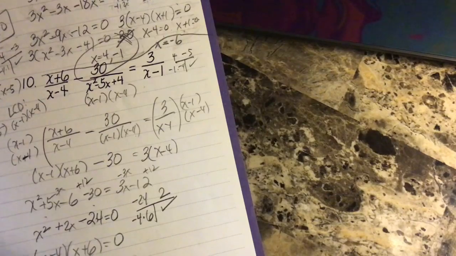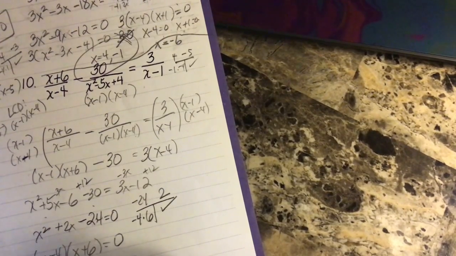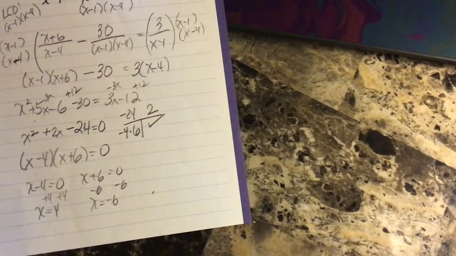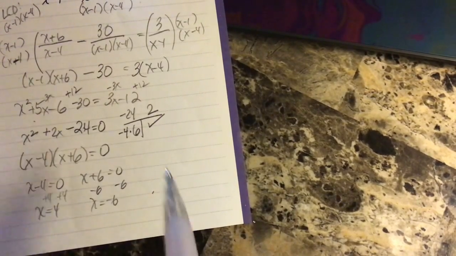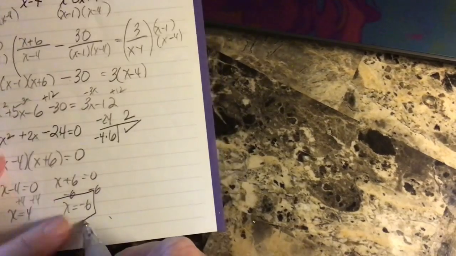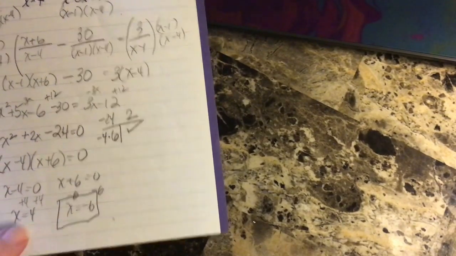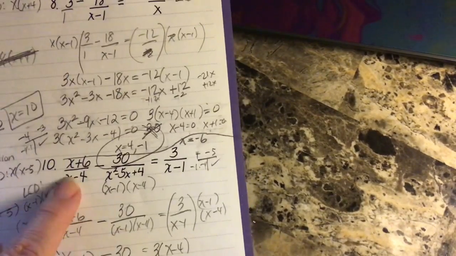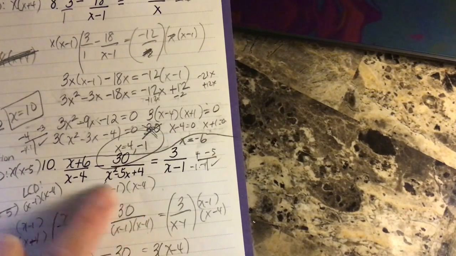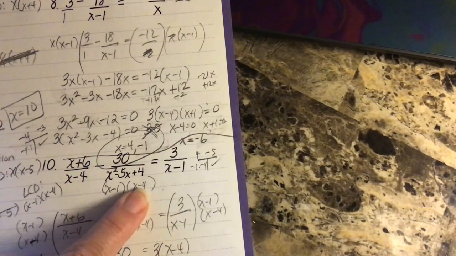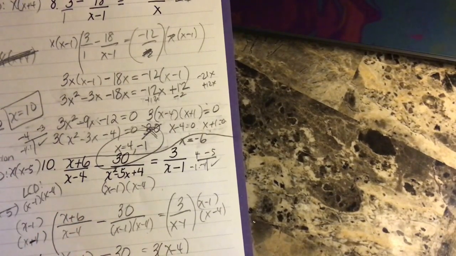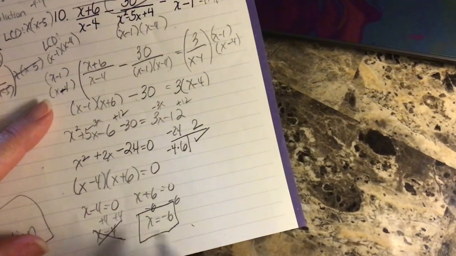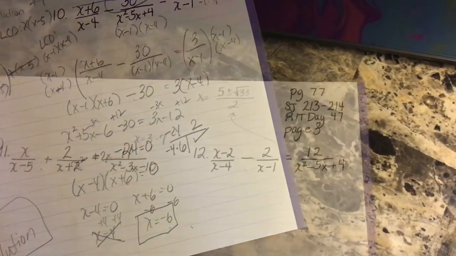Now I want you to notice it says that my solution above, oh, you can't see all that writing. Above it says my solution is only x equals negative 6. Why is this one the only solution? Why not this one? Well, if you look up here, if you put 4 in the denominator, then you'll have a denominator that's 0, and that's not possible. So that's why that one of x equals 4 cannot work. It's excluded. This is my only solution.